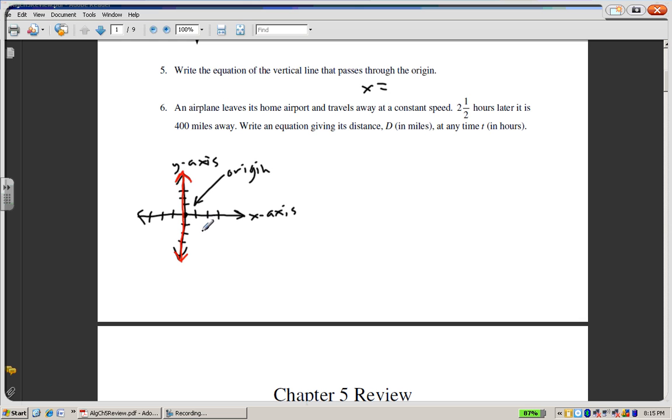So now, x equals what exactly? Well, the origin is the point 0, 0. But what does x equal? X equals 0. So that's my equation.